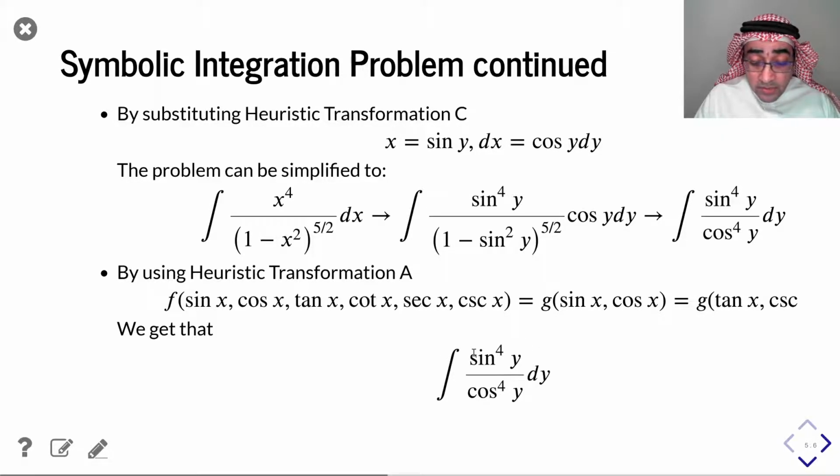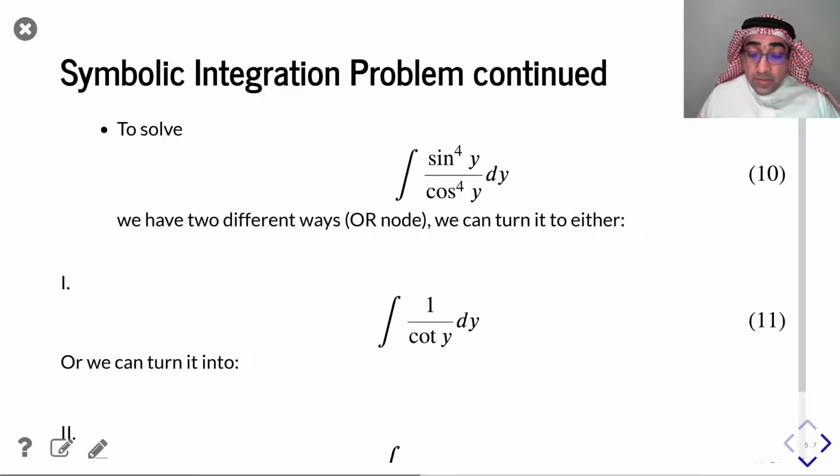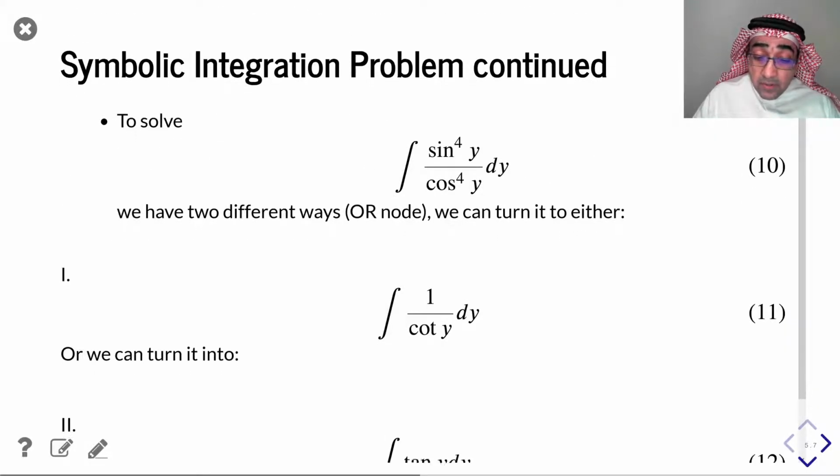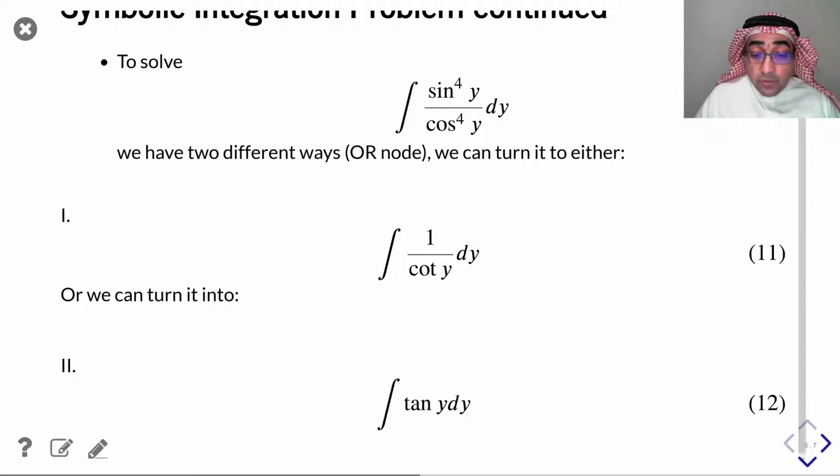Now, to get a heuristic transform for this, we have two heuristic transforms that we can apply. So the sine to the power of 4y divided by the cosine to the power of 4y basically can be transformed into 1 over cotan y or tan y. So we can actually transform this fraction that is over here to 1 over cotan y and to tan y. Now, which one are we going to be picking? Of course, we'll be picking the easiest, and the easiest looks like the tan of y. Why is the tan of y easier? We have tan of y, which is a difficult one, and a cotan of y, which looks equivalent in difficulty to tan of y maybe.